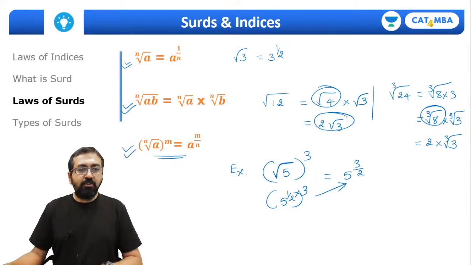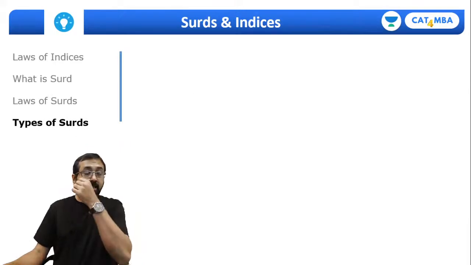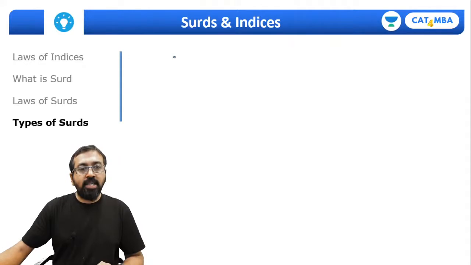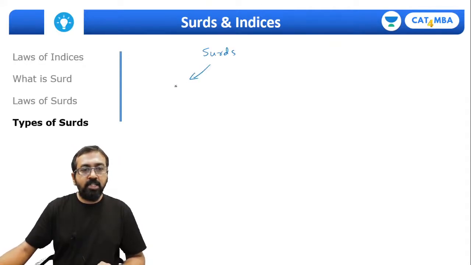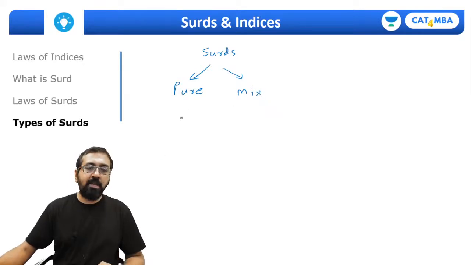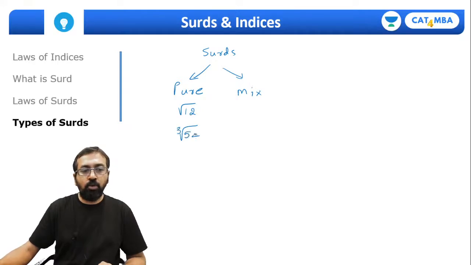Okay. So now let's look at another point, which is types of surds. What are the different types of surds? So guys, surds are of 2 types. One is called pure surd and another is called mixed surd. So what is a pure surd and what is a mixed surd? Let me give you an example. If I write square root of 12, or cube root of 54, or square root of 40, anything, all of these are pure surds.